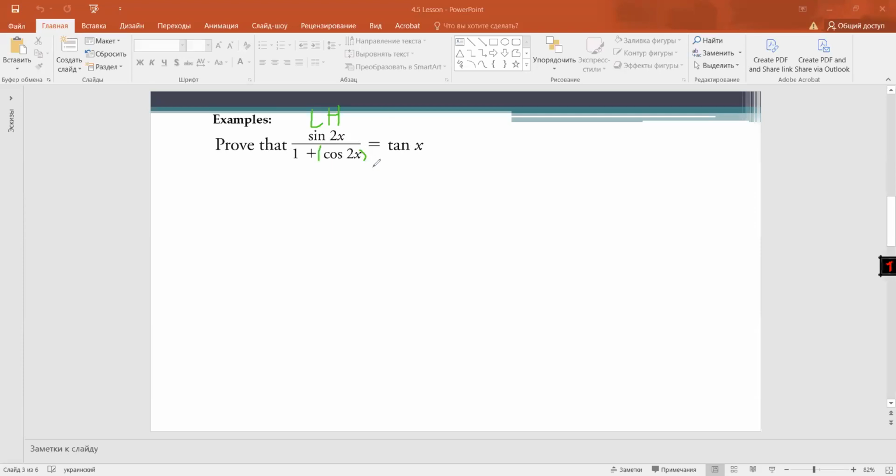But let's not rush with that. Let's take a look. What else can we find here? On the right-hand side, obviously tangent x, and we know it's a basic trigonometric identity that tangent x equals sine x over cosine x. Let's keep that in mind. See if we can use that later. Okay, 1 plus cosine 2x.